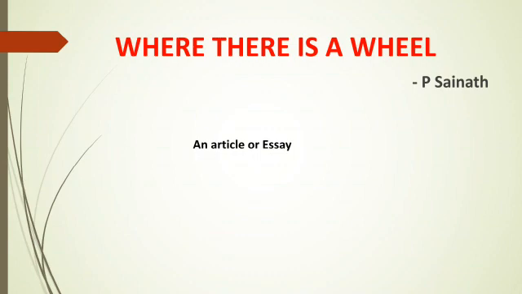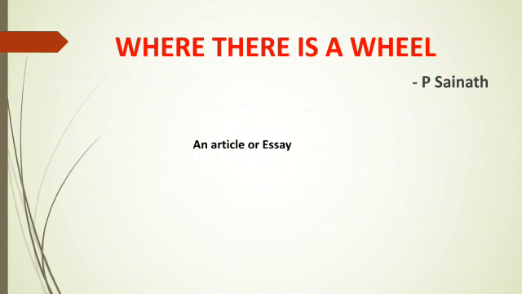The next text is an article or essay called Where There Is a Wheel, which is written by P. Sainath, Palagummi Sainath. Palagummi Sainath has received the Ramon Magsaysay Award for journalism. He is an Indian journalist and photojournalist focusing on social problems, rural affairs, poverty, and the aftermath of globalization in India. He is rural affairs editor of The Hindu, a regular contributor to The Telegraph in Calcutta. He also writes for Fortnight, Frontline, and the Business Line in Chennai.